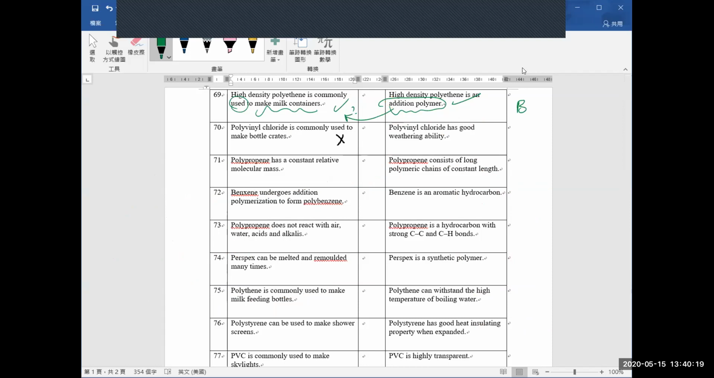70. 張家榮. 張家榮 first time. 張家榮 second time. Oh, both air tick. What is that? So what is that? First of all, try to take a look at those terms and try to know what that object actually is. First one, milk container. Bottle crates, what is that?